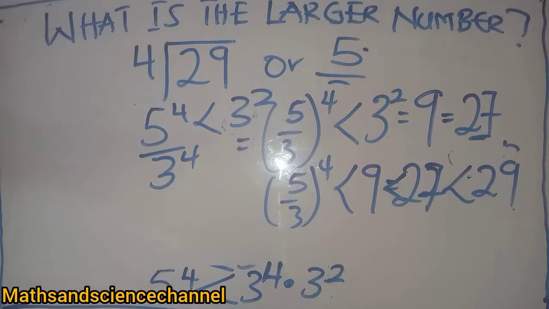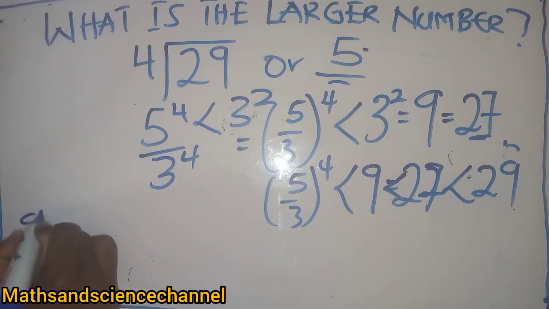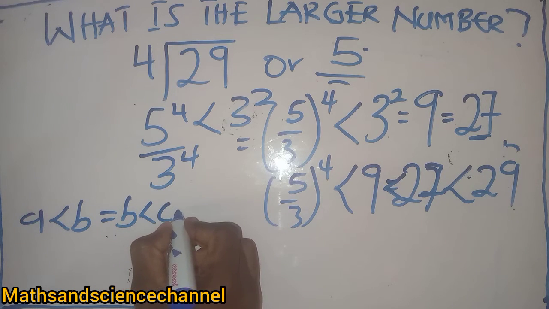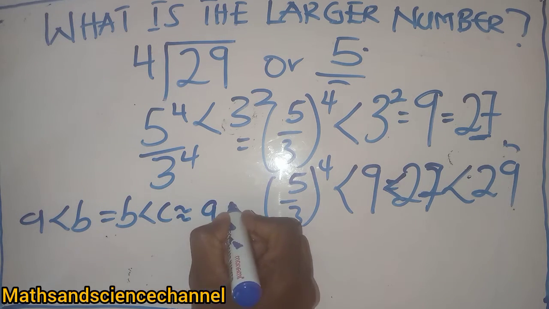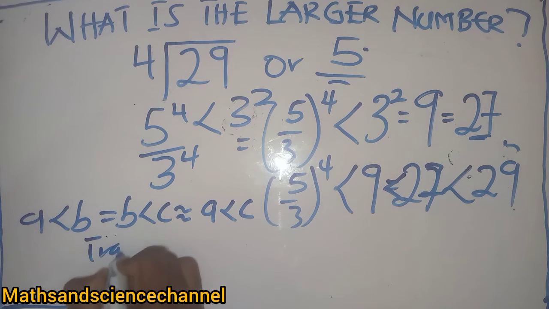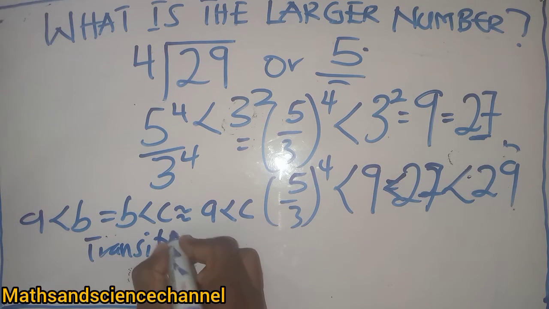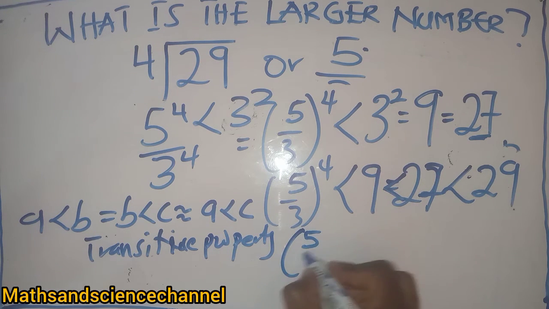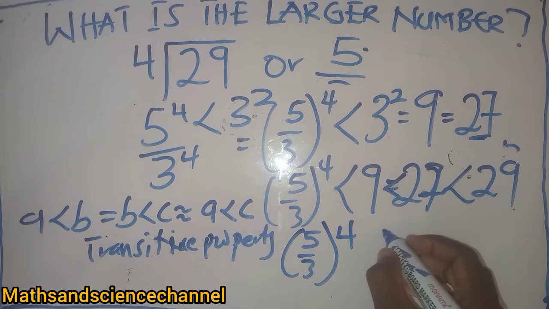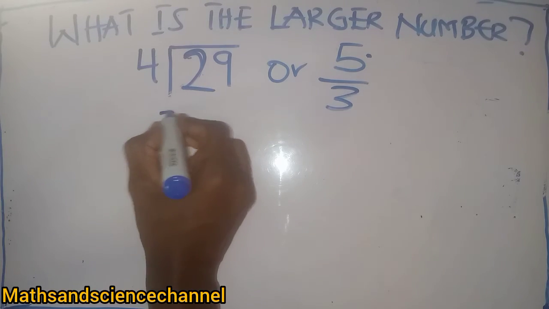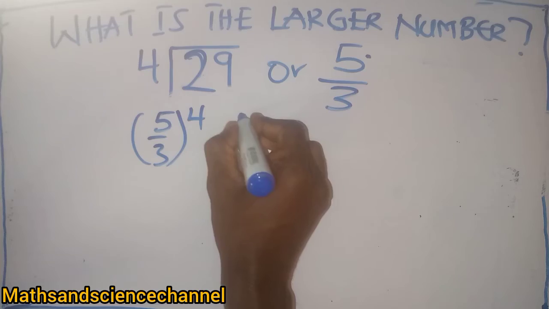Now from the transitive rule, it tells us that if a number a is less than b, and b is less than c, then a should also be less than c. So we call this the transitive property, right? In this case we have 5/3 raised to the power 4 less than our 29.